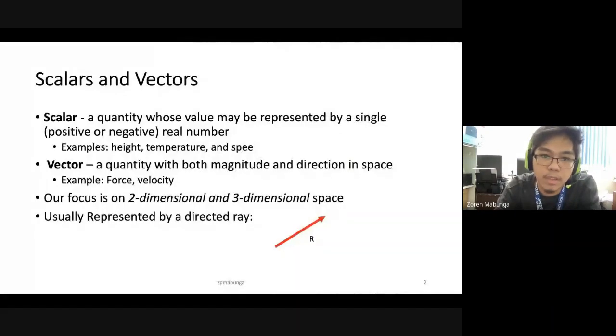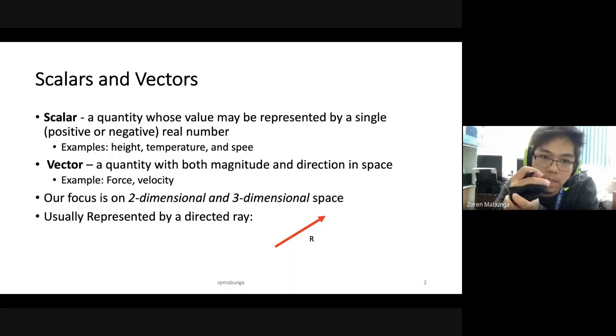Okay, so before tayo mag-proceed dun sa actual vector analysis topics, alam ko familiar pa rin naman kayo dito, no? So review lang. Meron tayong two types of quantity in physics, na-discuss din sa mechanics. So that is the scalars and the vectors or vector quantities. Yung difference between the two is that scalar, these are quantities whose value may be represented by a single real number. It can be positive or negative.